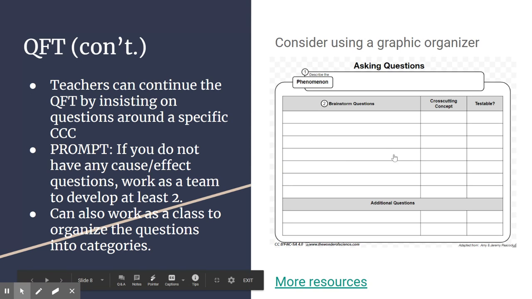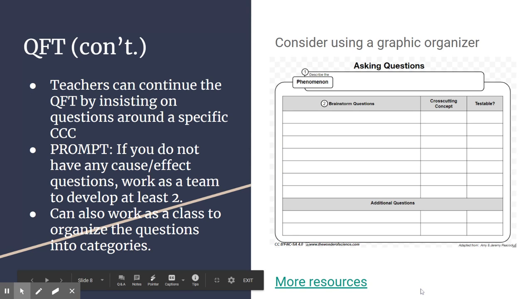This graphic organizer is a clickable link, so you could grab this if you wanted to as something you could use in your lesson plan. And I provided some more resources for you down here. One leads you right to the group that came up with question formulation techniques, so you can read a little bit more about how to do that.